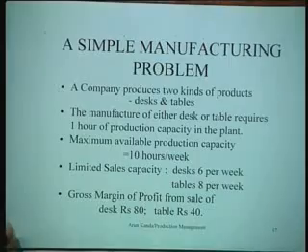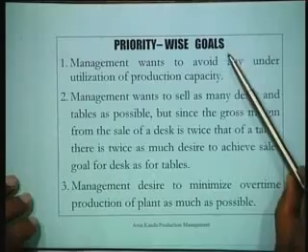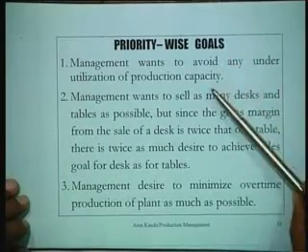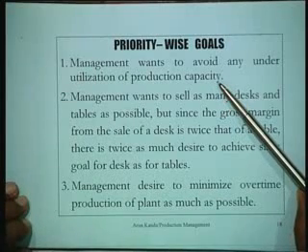So if you want to model this situation, actually this is a very important prototype occurring in industry. It's the product mix problem, right? Companies always make a number of different products, so you're trying to find out what should be the optimal product mix. So let's suppose that the priority wise goals of the company are: the management wants to avoid any underutilization of production capacity.